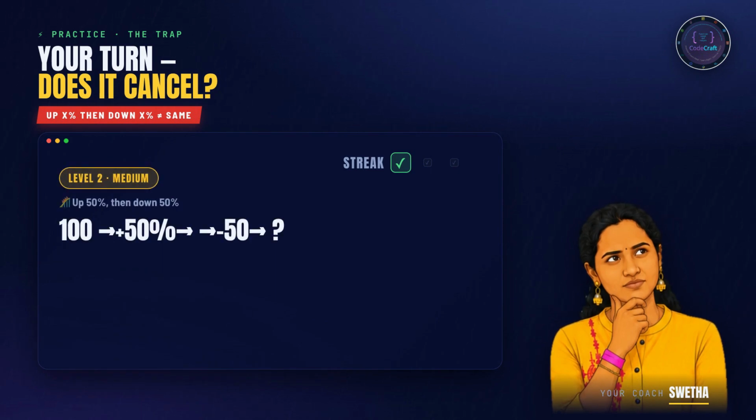Medium one, up 50%, then down 50%. Feels like it should cancel, but does it? Start at 100, pause the video, and follow the money.